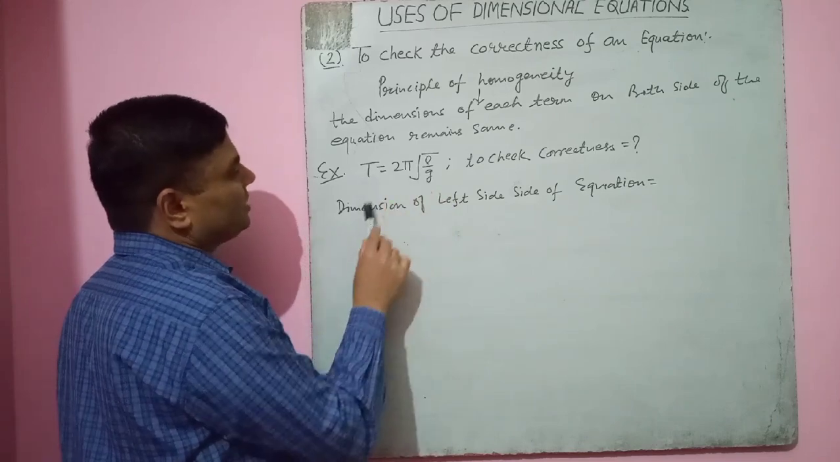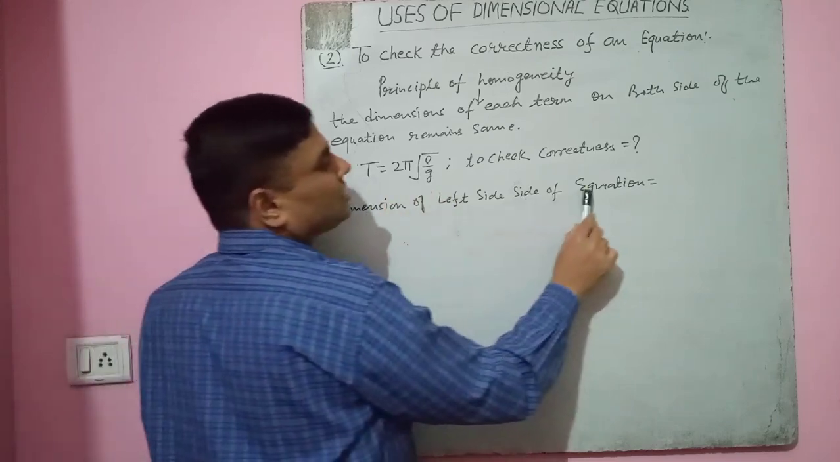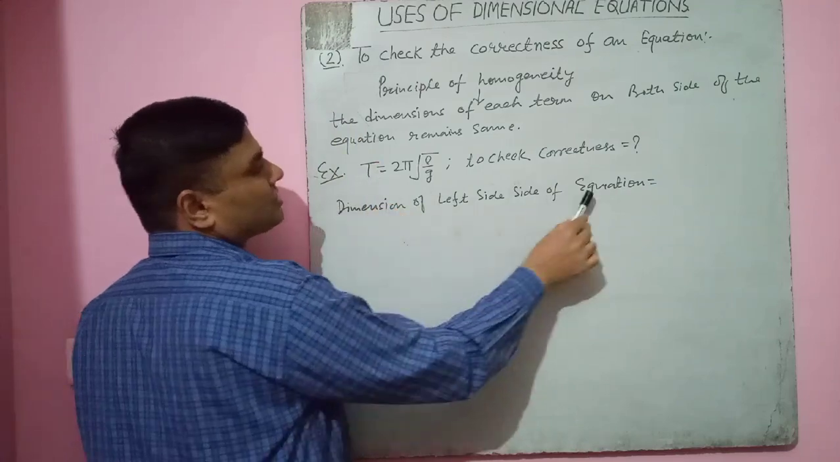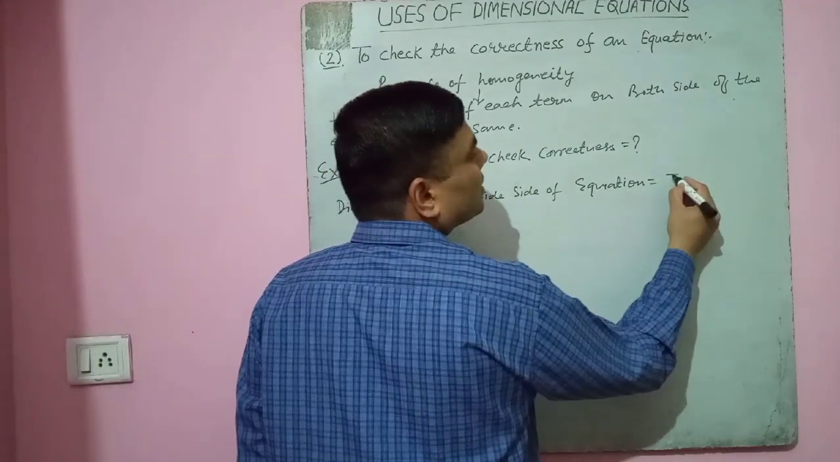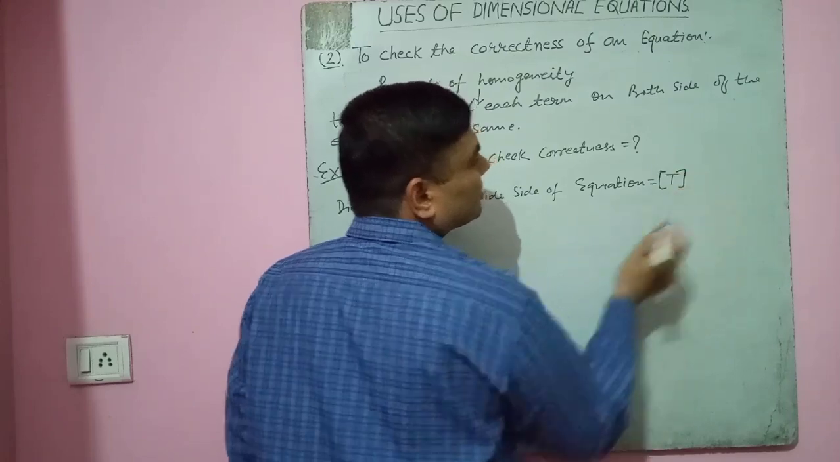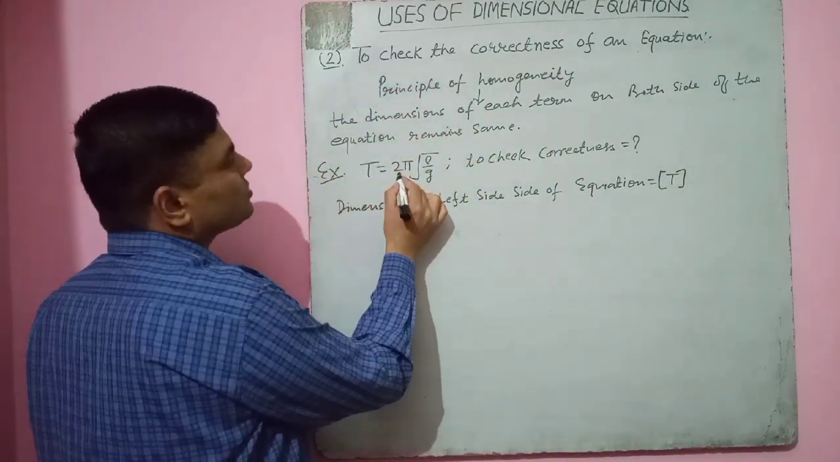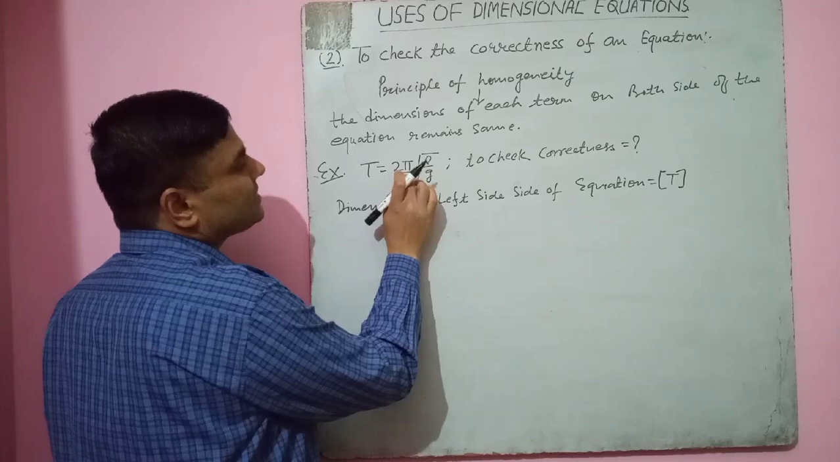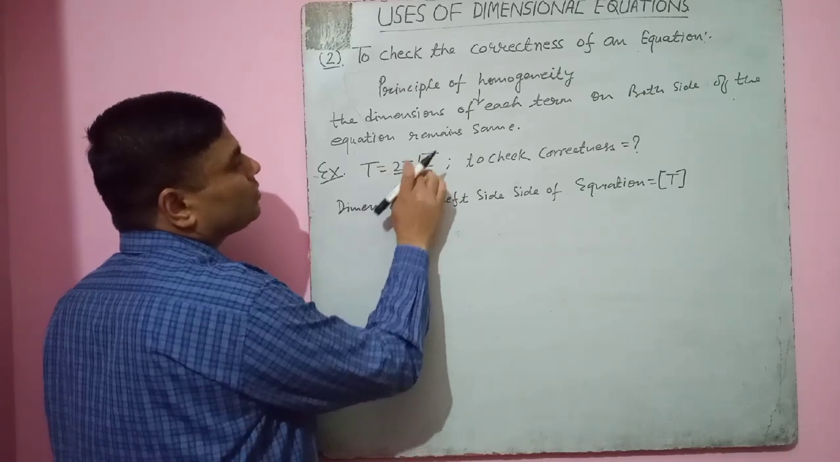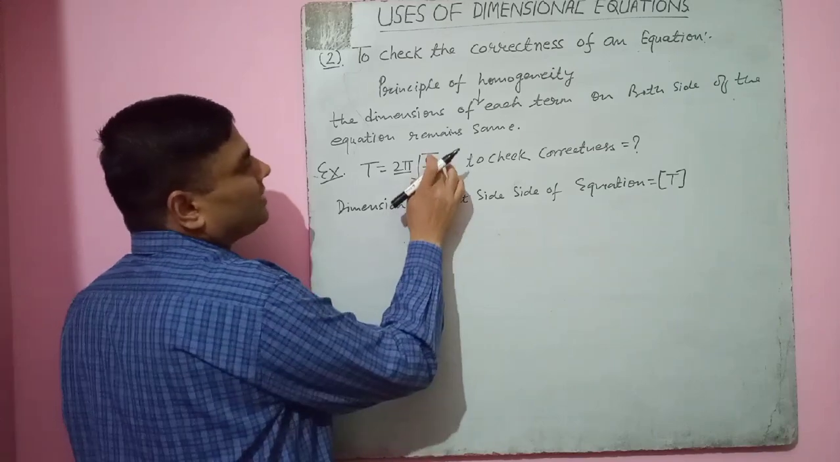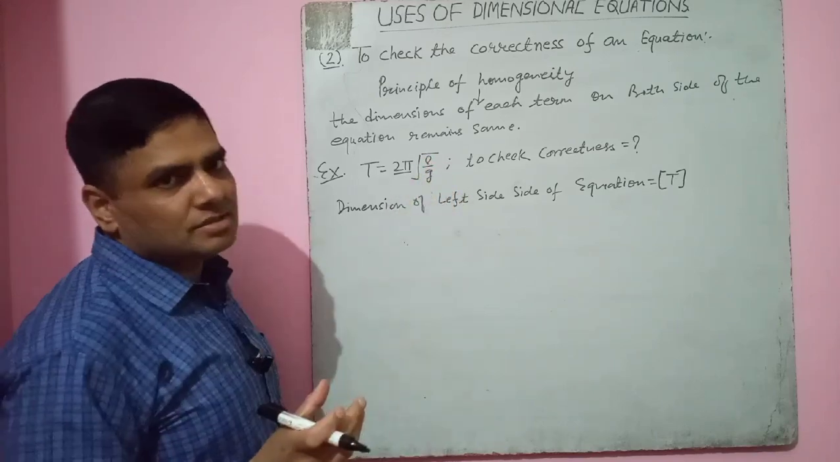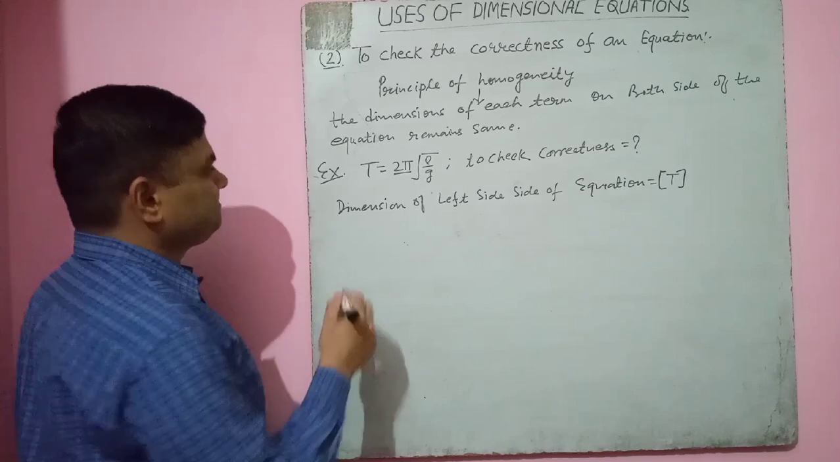So this is time, and the dimension of the left side of the equation will be the dimension of time, which is square bracket T. And 2 pi is a constant on the right side, and hence it has no dimension, because a constant has no dimension. Only L and g have dimensions.